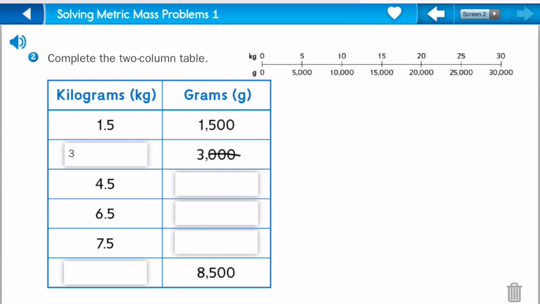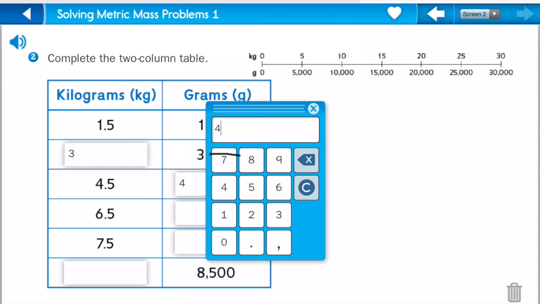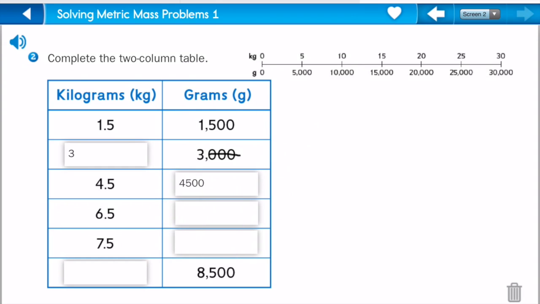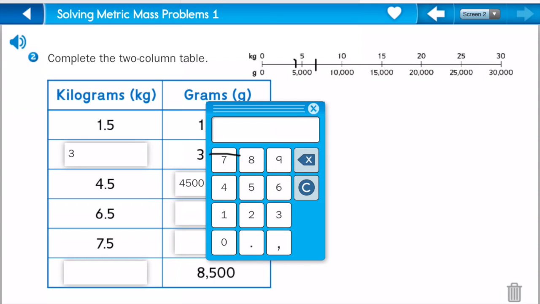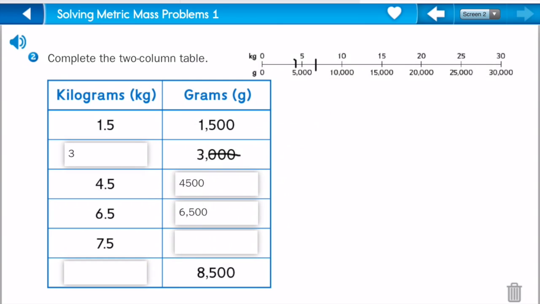Yeah, it equals 4,500 because we move over a decimal point. Let's try the next one. I'll mark where 4.5 would have been, probably about right there. 6.5 would be a little bit after it, right here. So that would be 6,000. I'll use commas this time. 500.